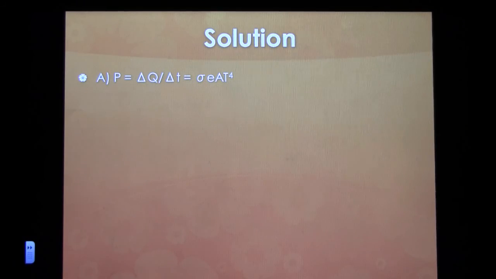Part A asks us to determine the rate of radiation, or the power, which in this case is equal to sigma E A T to the fourth. We have to find the area first, and in this case, it's the surface area of a sphere. From geometry, you may recall, or just based on looking it up, the area of a sphere is 4 pi r squared. The radius was 22 centimeters, needs to be converted to meters, so we get 0.22 meters. Square that, and then multiply it by 4 pi, we get an area of 0.608 meters squared.